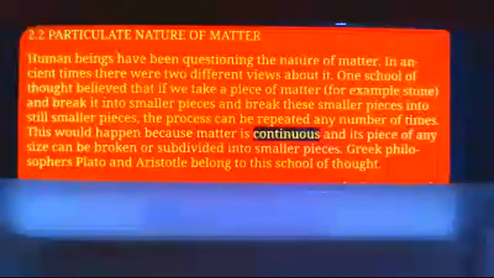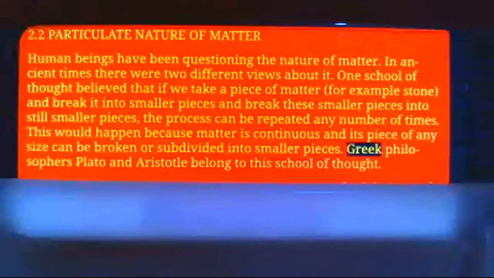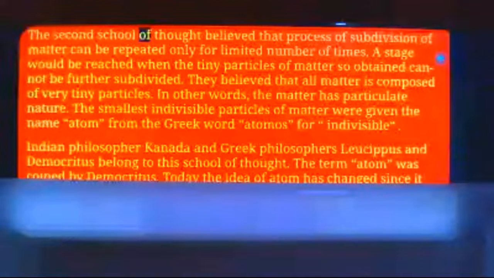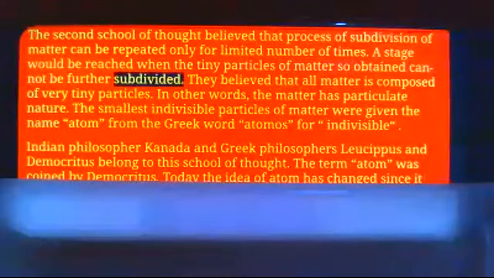This would happen because matter is continuous and a piece of any size can be broken or subdivided into smaller pieces. Greek philosophers Plato and Aristotle belonged to this school of thought. The second school of thought believed that the process of subdivision of matter can be repeated only a limited number of times. A stage would be reached when the tiny particles of matter so obtained cannot be further subdivided.